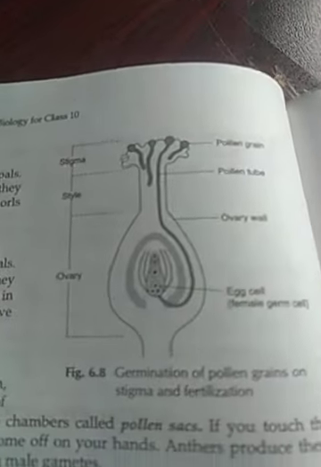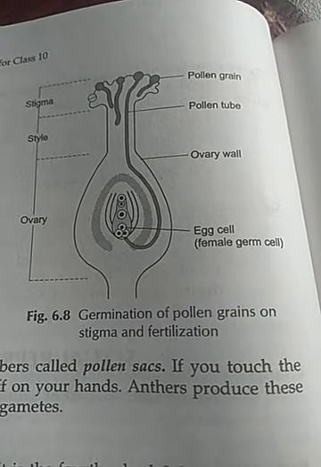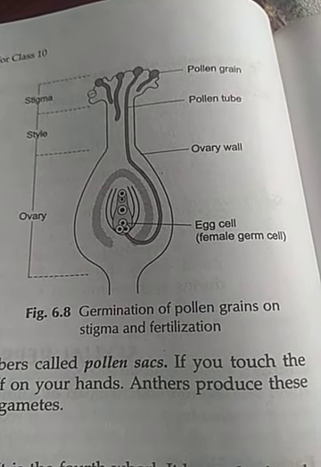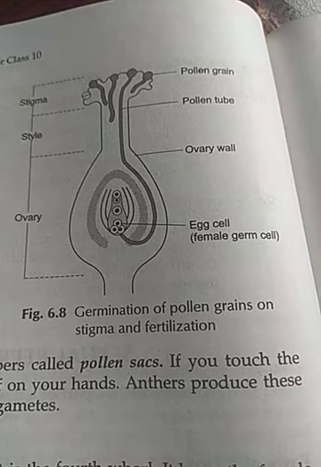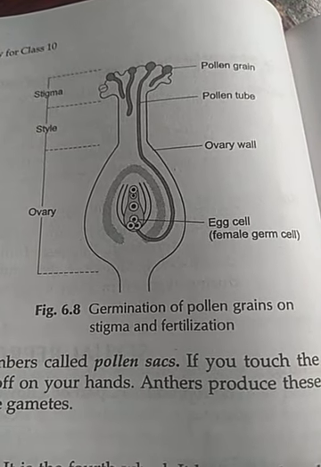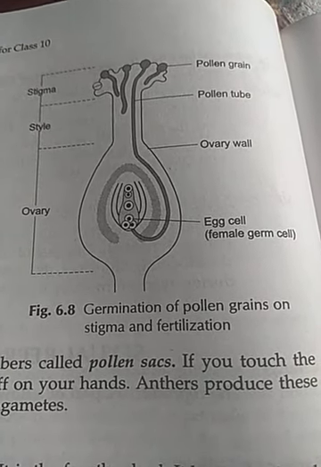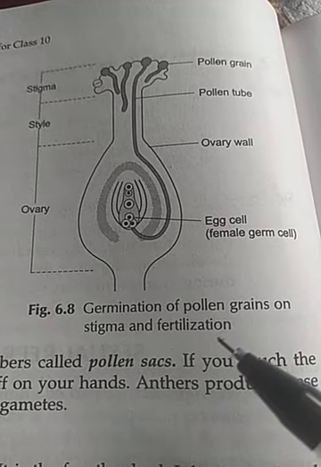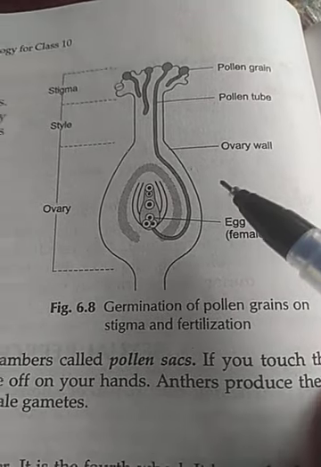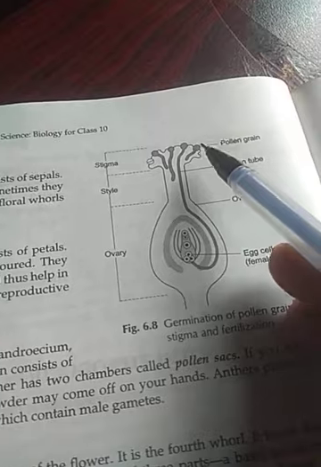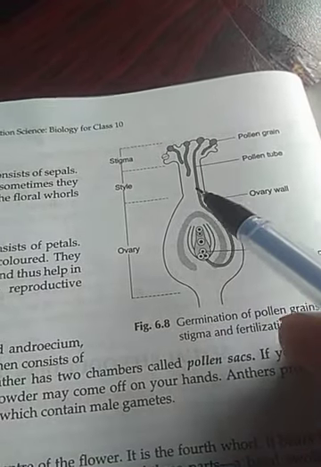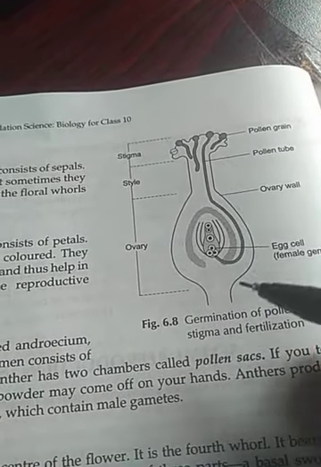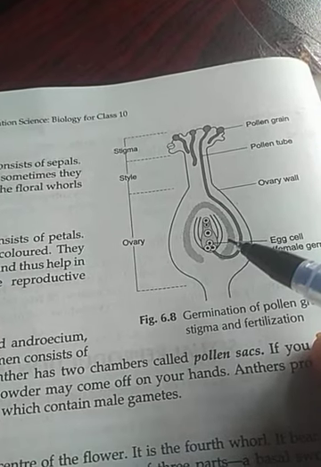Now you all try to understand by this figure. Here is the figure, germination of pollen grains on stigma and fertilization. At first, you will know this is the figure of the female part of the flower. The upper part is called the stigma, the middle part is called the style, and the lower part is called the ovary.